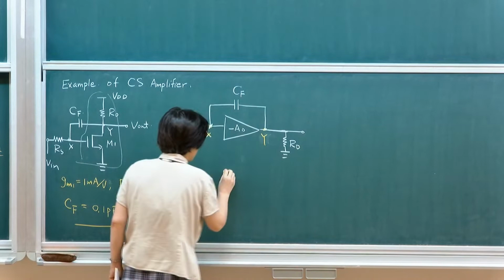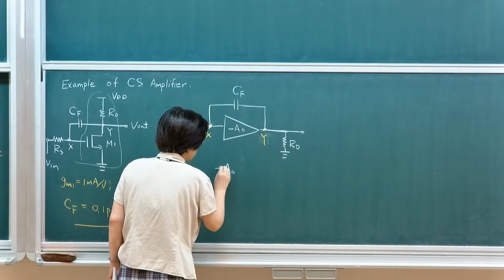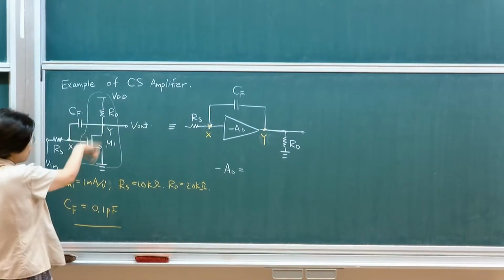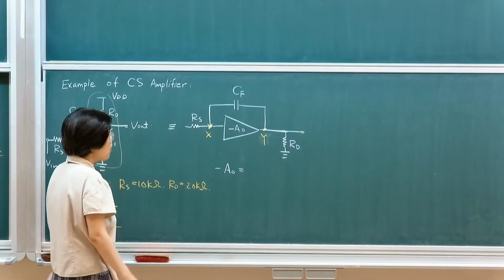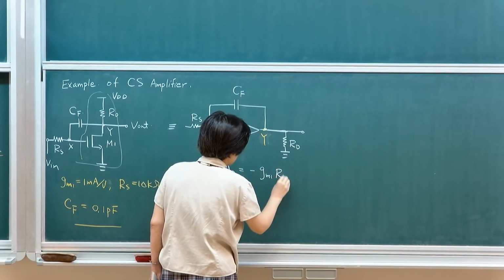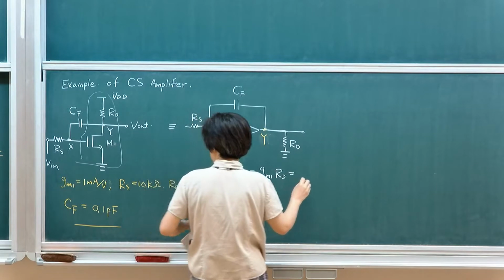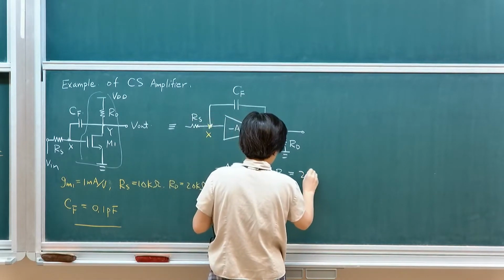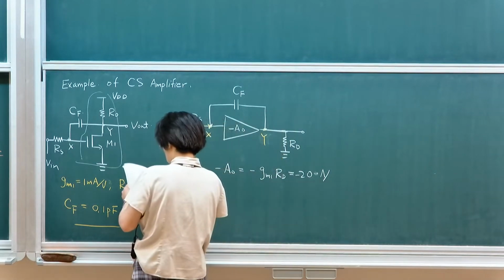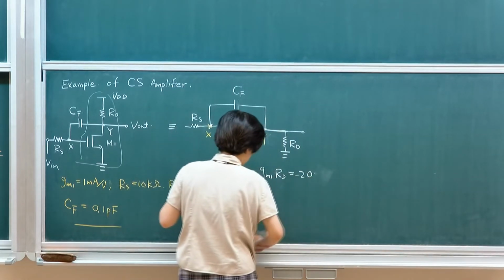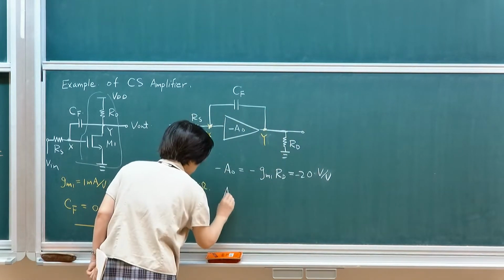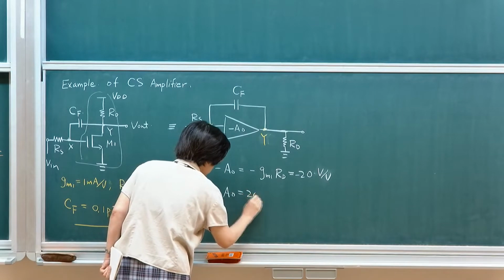So the voltage gain, we want to find our low frequency voltage gain. The gain of this common source stage is minus GM1 RD. So this will then give me a gain of minus 20 volt per volt. That is to say A0 equals 20.